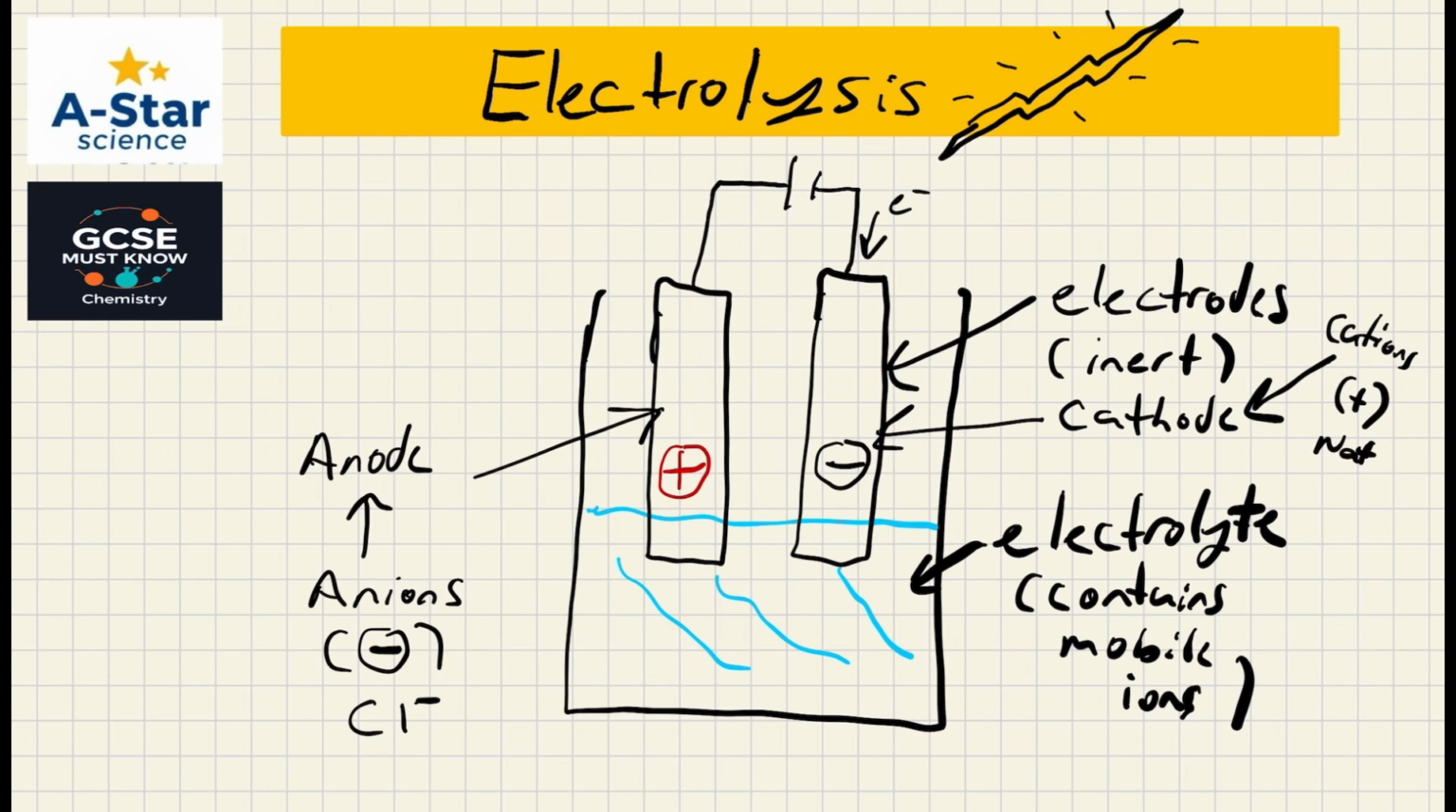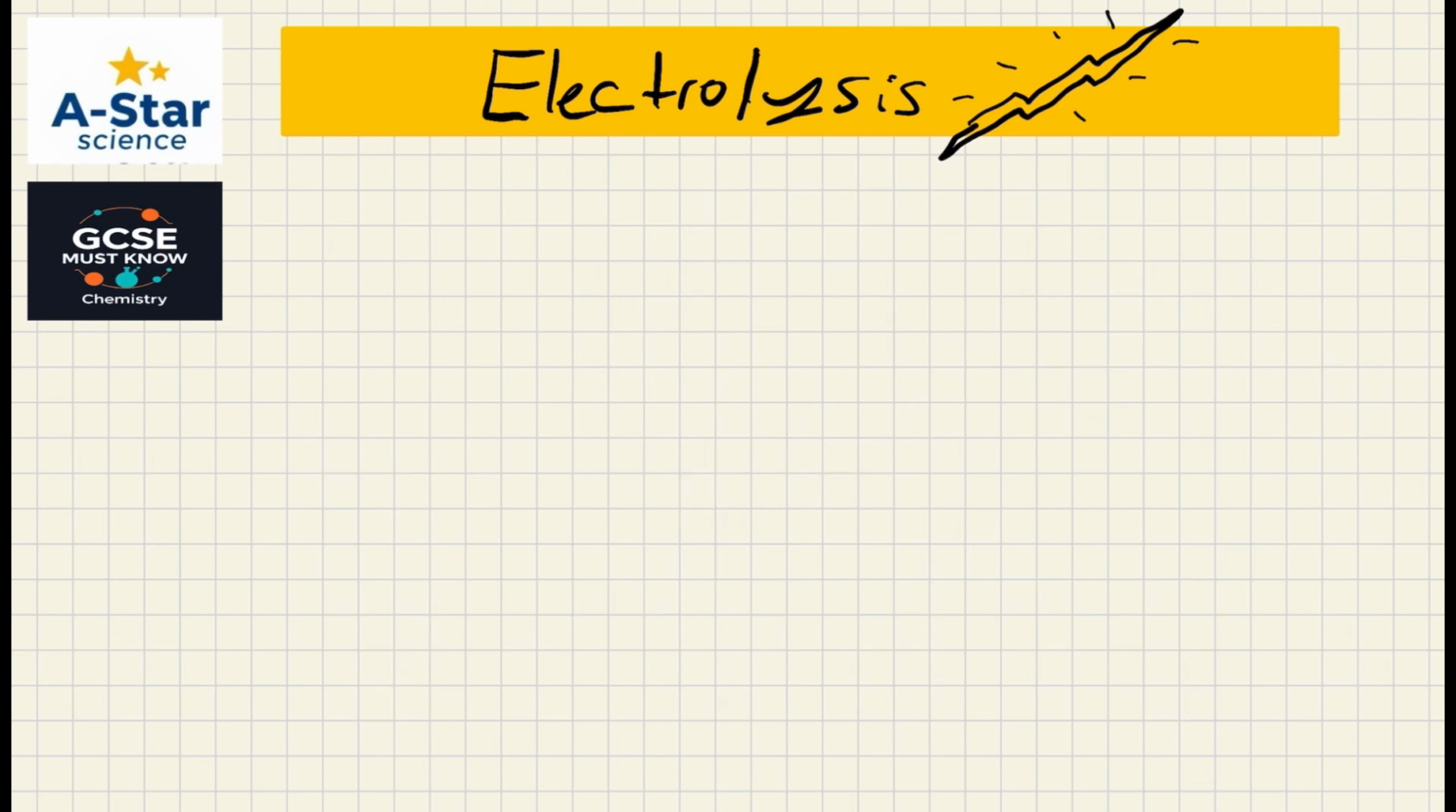So you need to know the setup of an electrolysis process, and you normally get to learn about this in a required practical, and you need to know and be able to label the different parts. Now, the rules of electrolysis are quite simple. There are three simple rules for electrolysis.